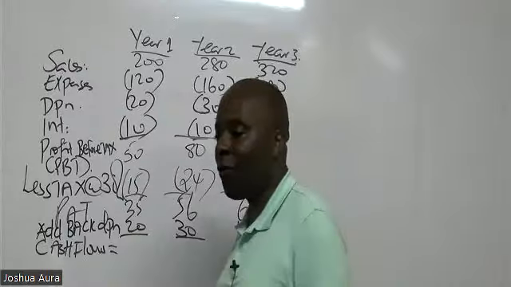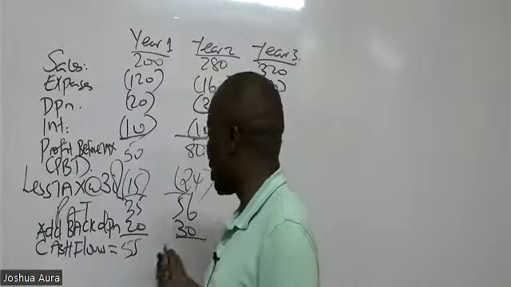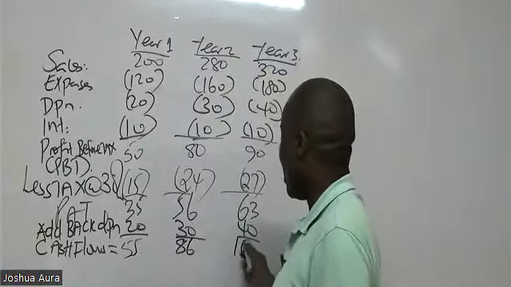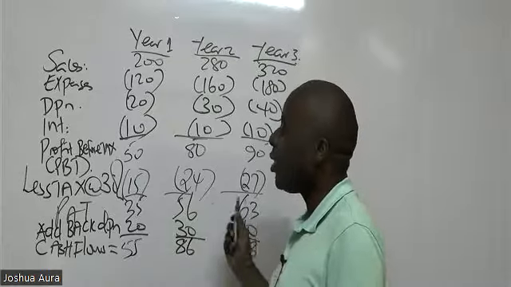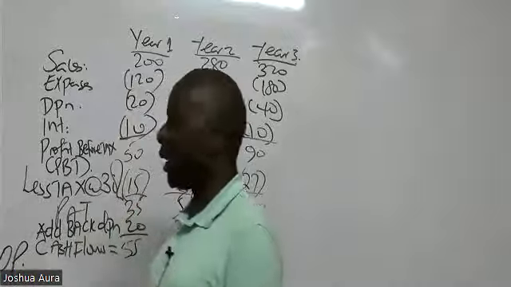So I'm being given a figure of 55. Then we have 86. And then we have 103. Now, these are the operational cash flows. Please write it up right there: operational cash flows.